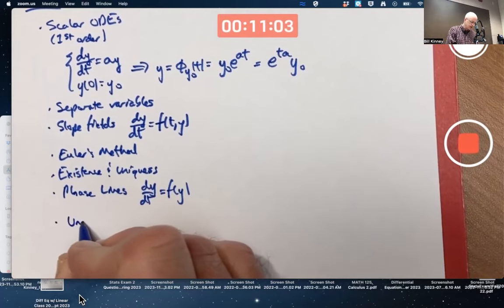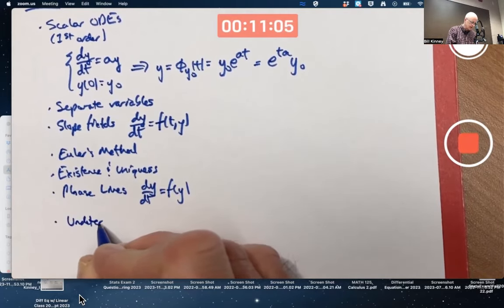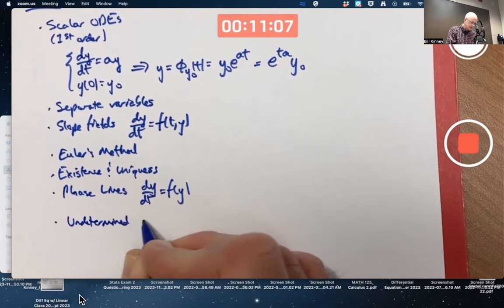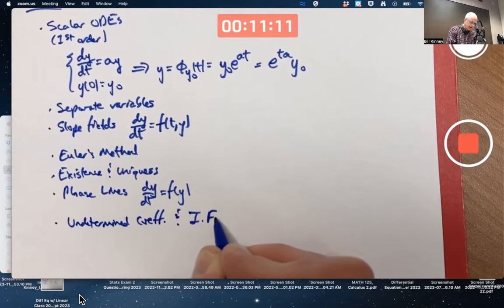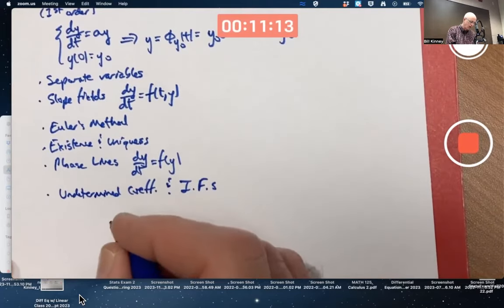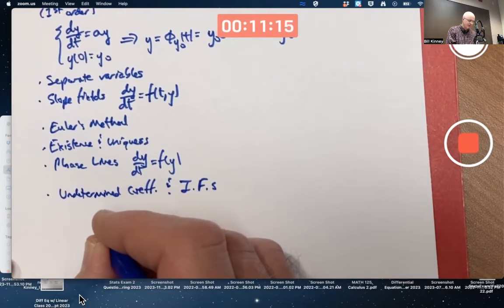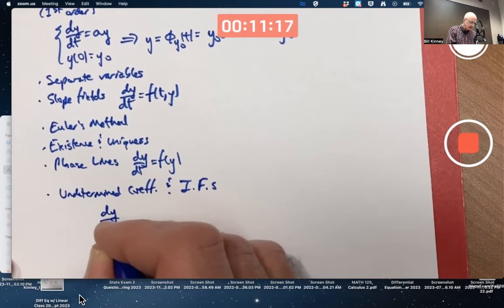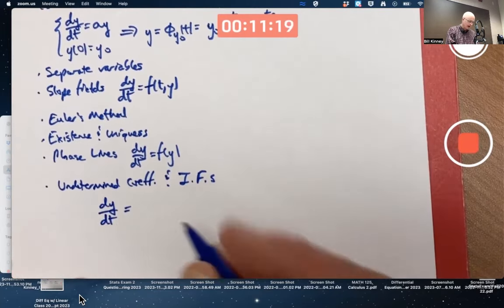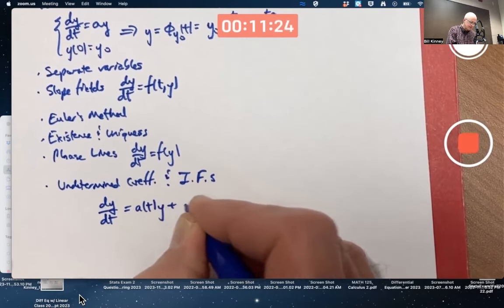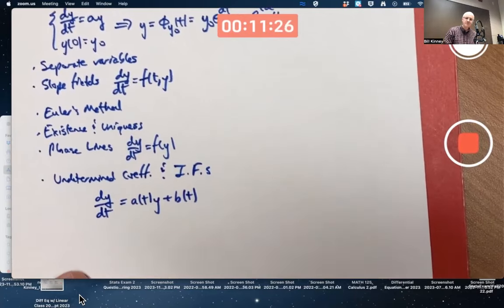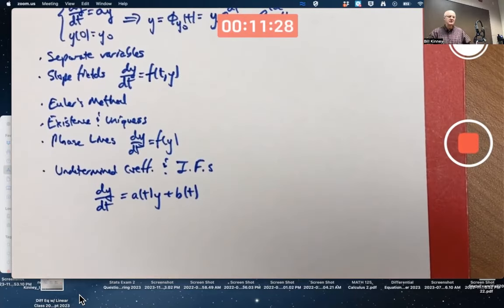There's undetermined coefficients, and integrating factors. IF stands for integrating factors. For what? For first order linear equations of the form, in general, dy/dt equals A of t times y plus b of t.